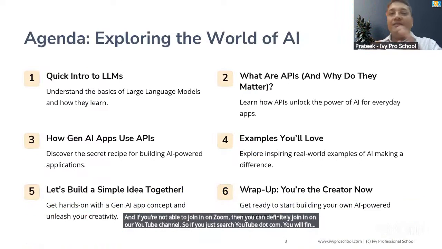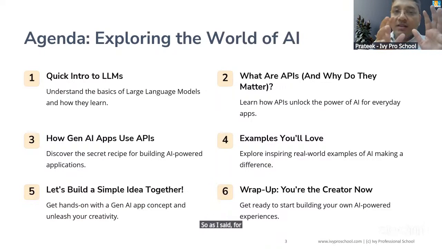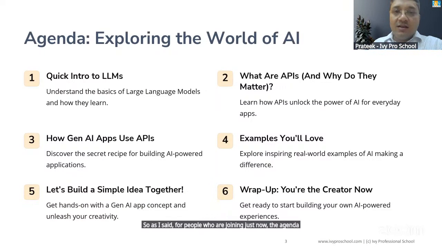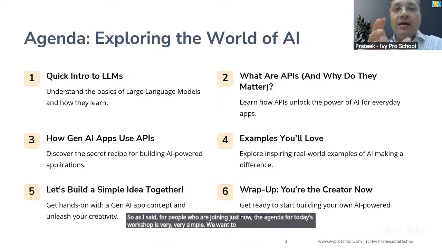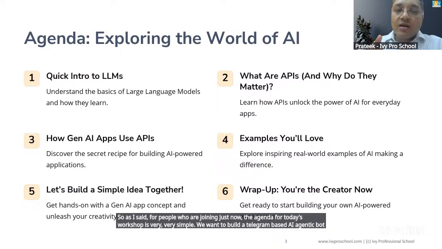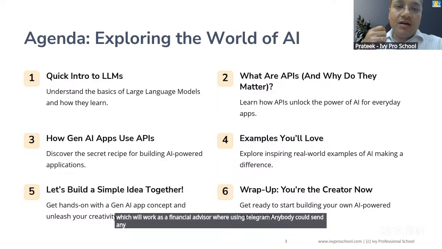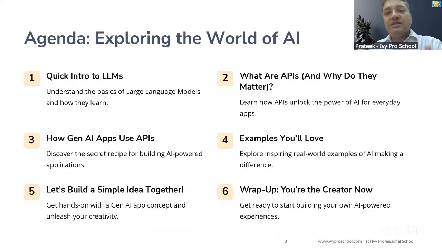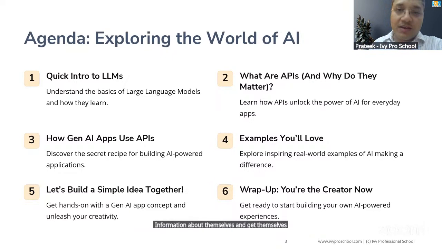As I said, for people who are joining just now, the agenda for today's workshop is very simple. We want to build a Telegram-based AI agentic bot which will work as a financial advisor, where using Telegram, anybody could send information about themselves and get financial advisory from AI. So Telegram we will use as a user interface.